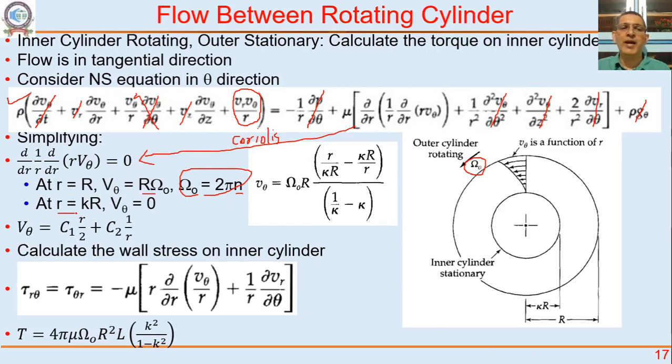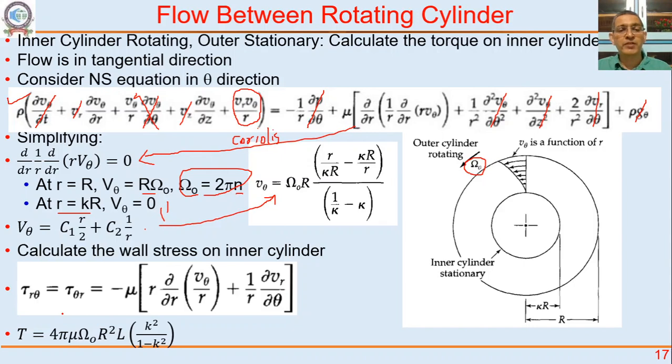At r equal to kR, k is a ratio, so k is just the ratio of the inner cylinder radius to the outer cylinder radius. So k is less than 1. At r equal to kR, v theta is 0, the inner cylinder is stationary. So if you use these two boundary conditions and integrate this, you will get this expression.